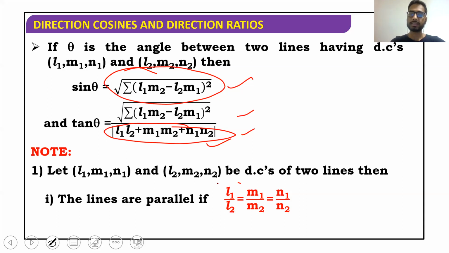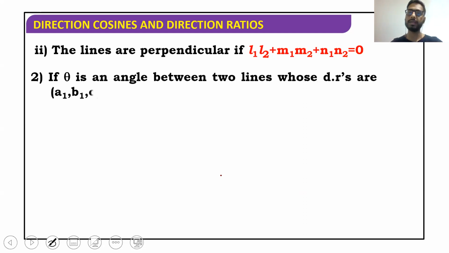We have also seen this condition when we were solving questions based on 3D geometry, that the ratios of your direction cosines would be constant if the lines are parallel. Therefore, I can say that L1 is to L2 is equal to M1 to M2 ratio is equal to N1 to N2 if my lines are parallel. Also, the converse is true, that if the ratio is constant, lines are going to be parallel, and if lines are parallel, then the ratio is going to be constant.